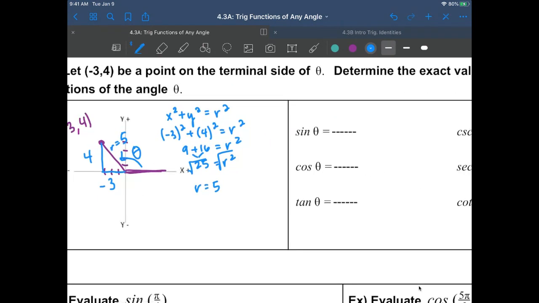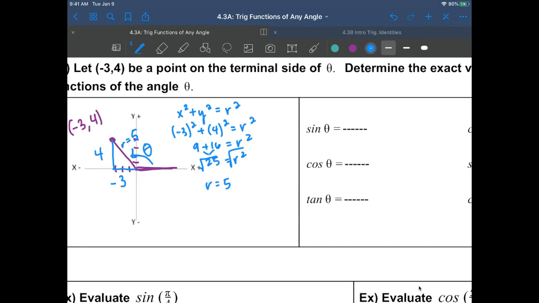Now that I have the sides of my triangle, I can see what my trig ratios are. So the sine is the opposite over the hypotenuse, which would be 4 over 5. Okay. The cosine is the adjacent over the hypotenuse. Let's see, this is my opposite, my adjacent, and my hypotenuse. Okay, so we get negative 3 over 5. Makes sense for cosine to be negative because my terminal point is in the second quadrant.